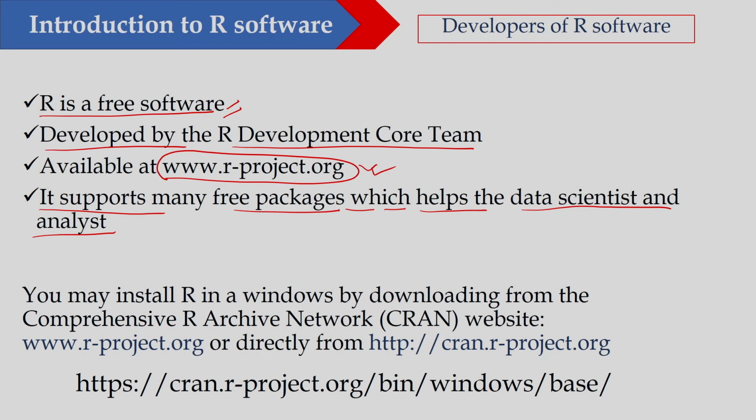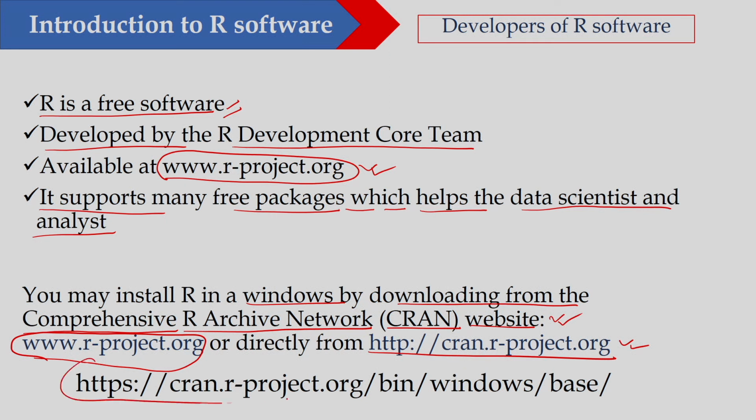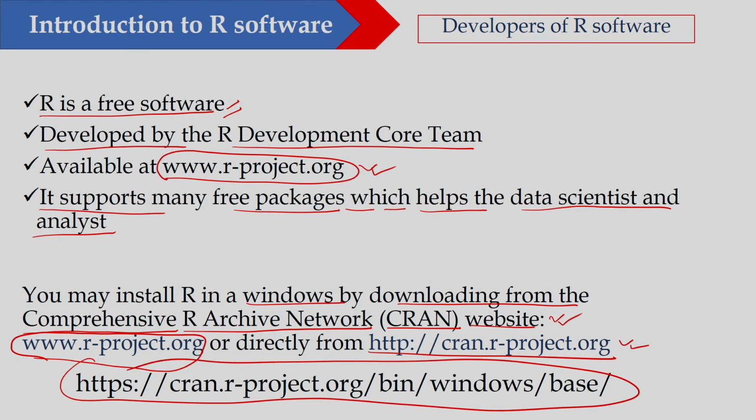Okay. So, you may install R on Windows by downloading it from the Comprehensive R Archive Network, the CRAN website. This is the URL of this particular website. You can go to it and download it. I have given you the URL, so you can visit this URL and download the software.